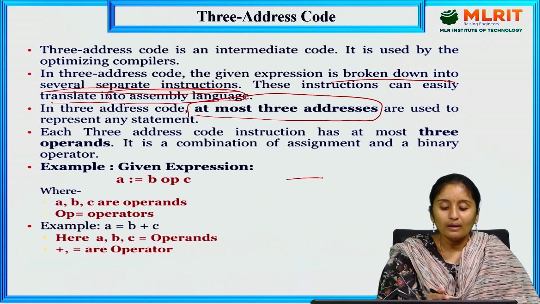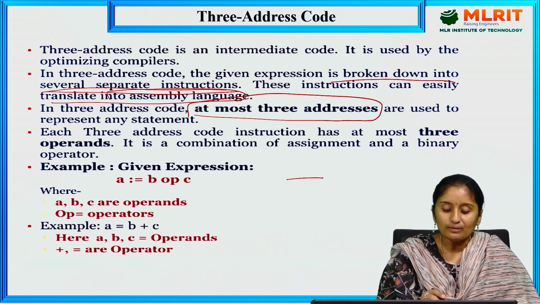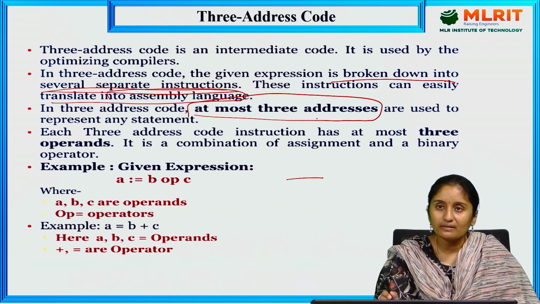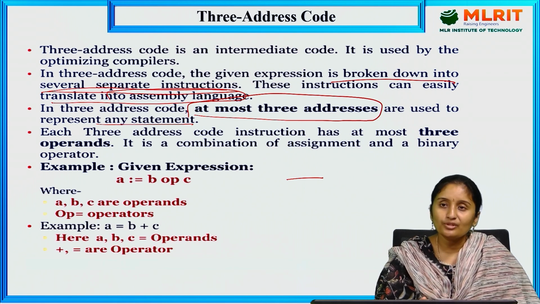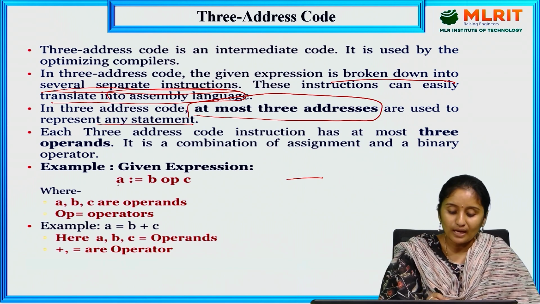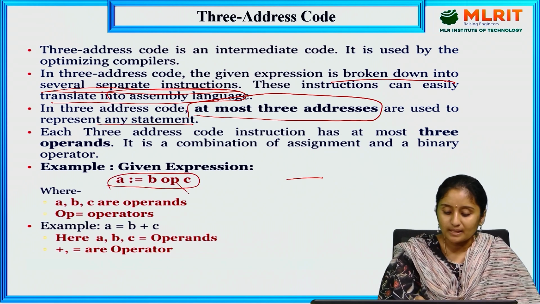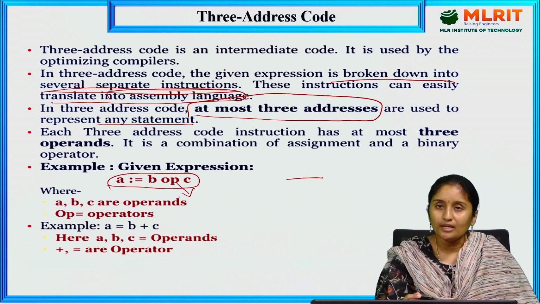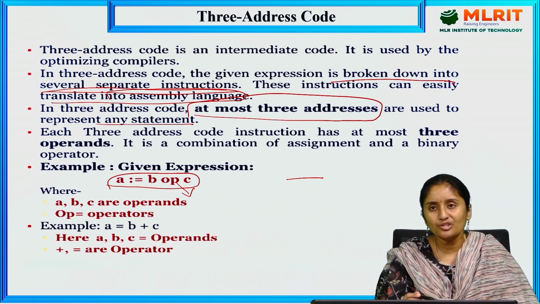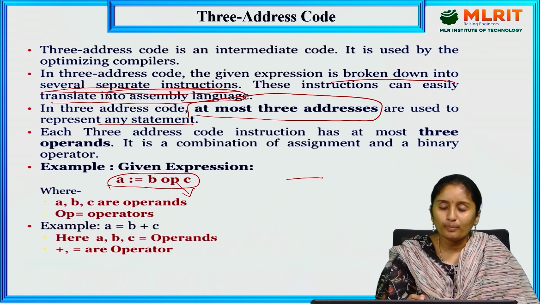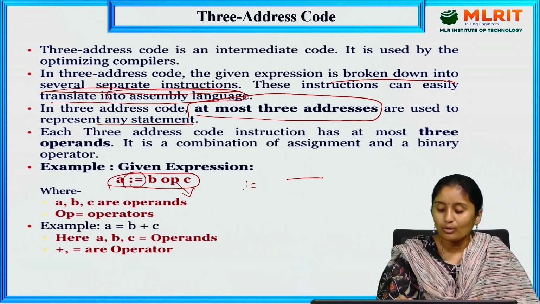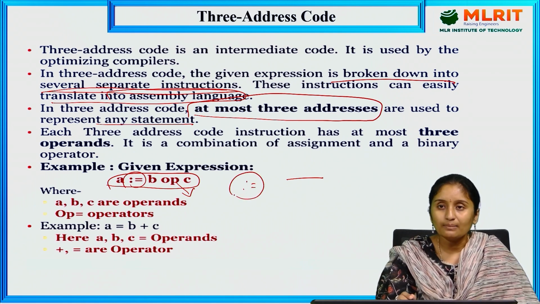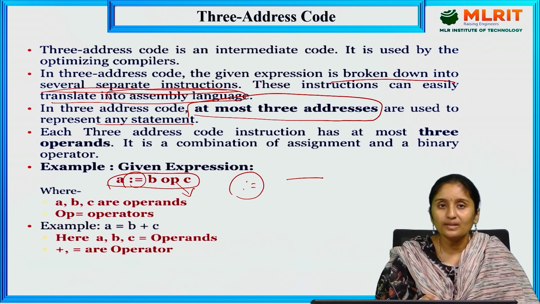In 3-address code, at most 3 addresses are used to represent any statement. That should be in the form of A equal to B op C. Op is nothing but an operator. The operator can be any operator, either plus, minus, multiplication, division, anything. The equal to, colon equal to, is nothing but the assignment operator that will be represented in the 3-address code.